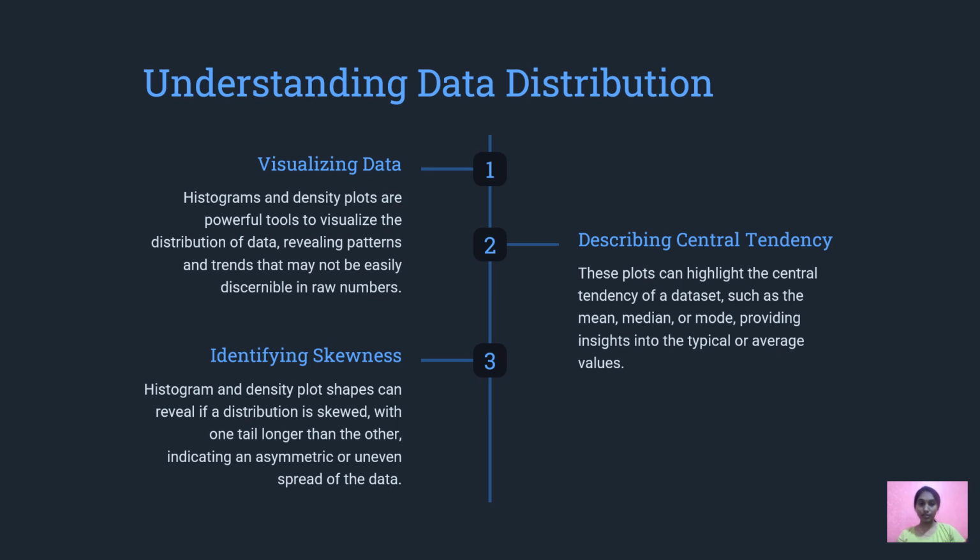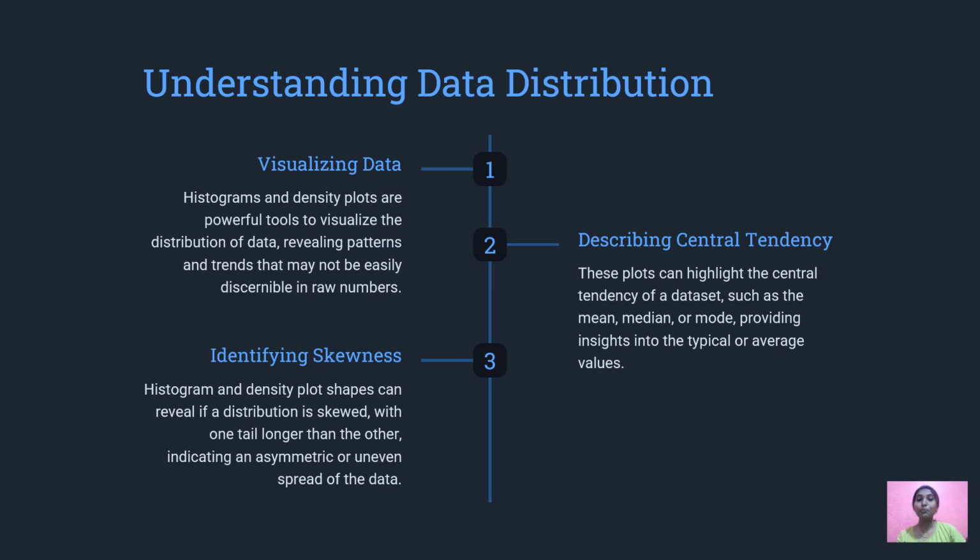Understanding data distribution. Visualizing the data. Histogram and density plots are powerful tools to visualize the distribution of the data, revealing the patterns and trends that may not be easily discernible in the raw numbers. If we take raw numbers from the data, they cannot be described easily, so we cannot visualize them easily. By formatting them into a histogram and density plots, we can easily visualize and understand the data.